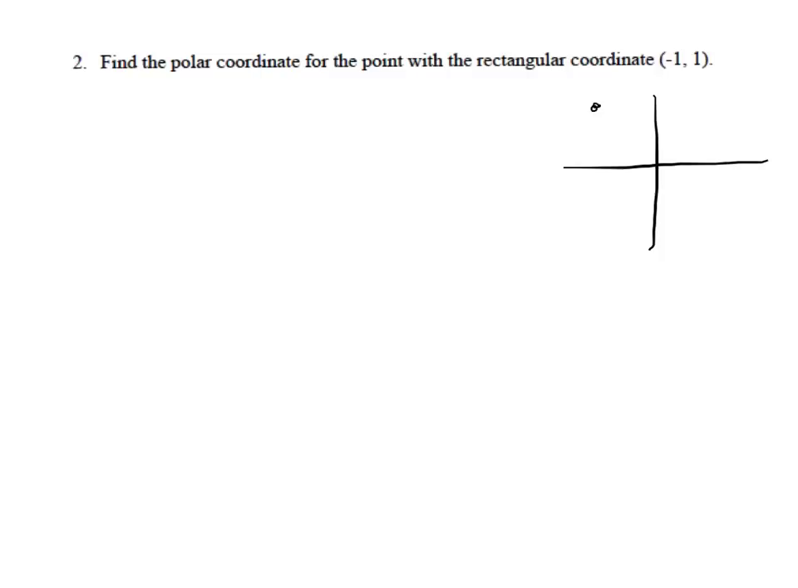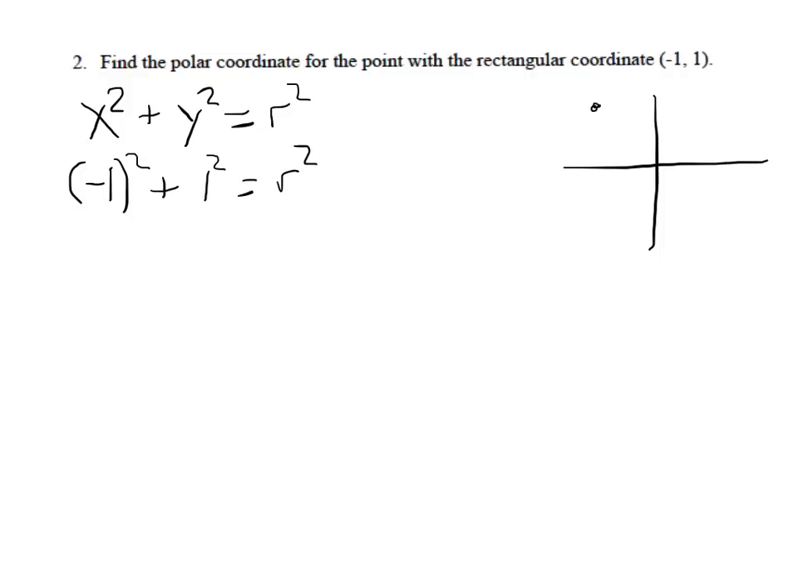So again, going back to the rules in our box, x squared plus y squared equals r squared. Plug in the values that I know. We have a negative 1 that we're going to square, and a positive 1 that we square. It's going to equal r squared. And so we would get that r squared equals 2, which means r must equal the square root of 2. Okay, that tells us the first part of a polar coordinate point.